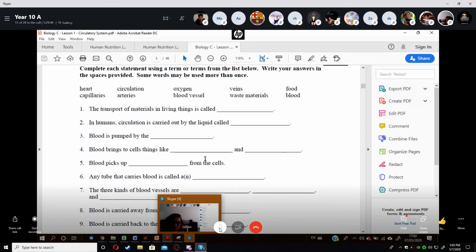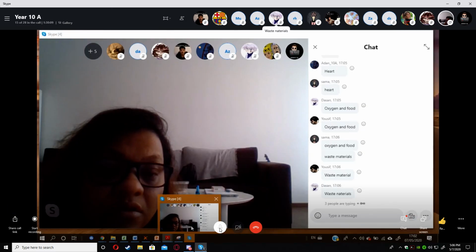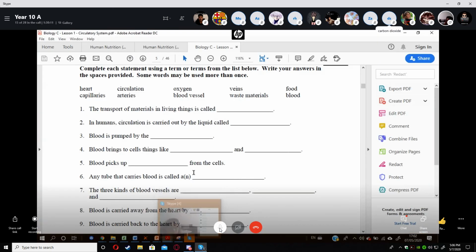Blood picks up blank from the cells. What does it pick up? Oxygen. No, I did it wrong. From the cells. And it's written over here. Waste materials, I guess. That is right. Waste materials. I did something wrong.